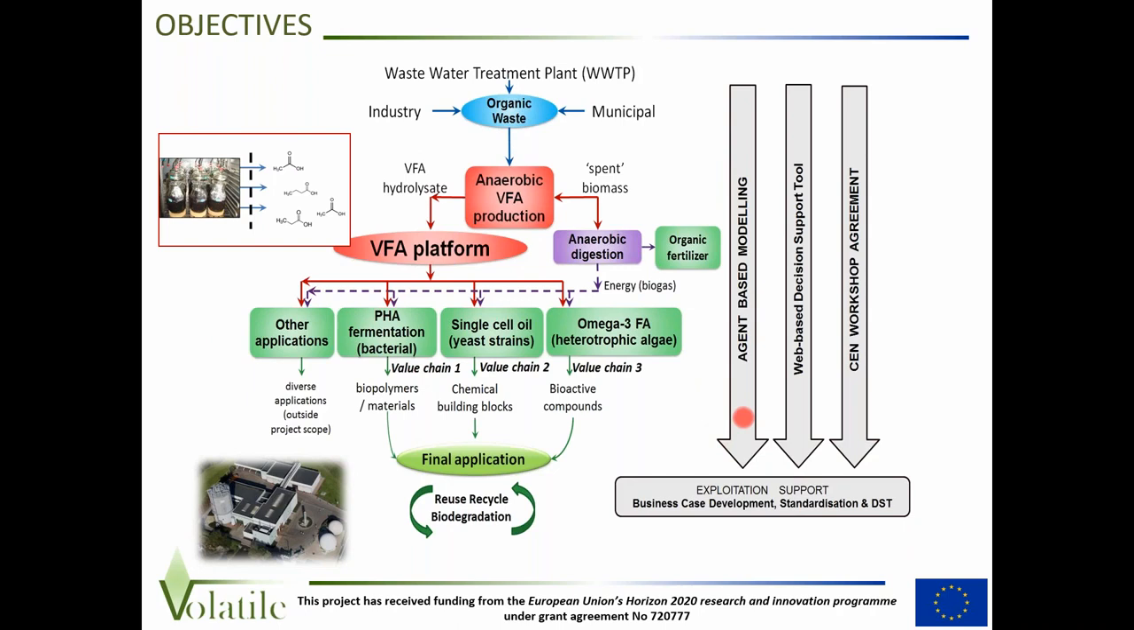But as I said already before, it's a very complex value chain. So we have so-called agent-based modeling, where Sia will give us more information later on about how to model how consumers or waste producers are acting and how this affects our whole value chain. This agent-based model we were using to create a web-based decision support tool, which can also be accessed via our website. And then we are also supporting standardization via a CEN workshop agreement. And this helps us, of course, in the exploitation of our own processes.